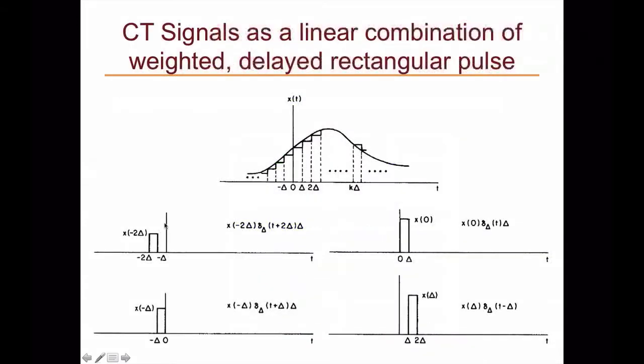What happens if the input is a CT signal? If the input is a CT signal, then it is not just point-by-point calculation, but we are talking about area under the curve. So instead of thinking of the CT signal as a combination of unit impulses, you can think of a CT signal as a linear combination of rectangular pulses. This is a rectangular pulse. So these signals consist of a combination of rectangular pulses.